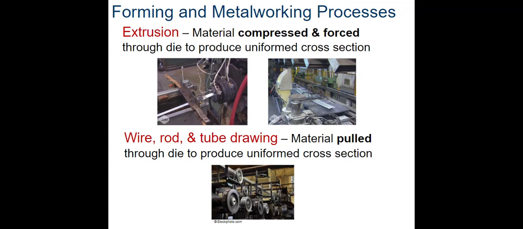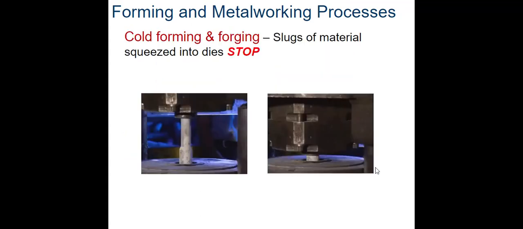Extrusion is where material is compressed and forced through a die to produce a uniform cross section, like a Play-Doh extrusion mold. You'll see pictures in a couple slides. The 3D printers that we have here use extrusion. Wire, rod, and tube drawing is where material isn't pushed; it's pulled through a die to produce the uniform cross section. So that's how we make wires and tubes, maybe pipes.